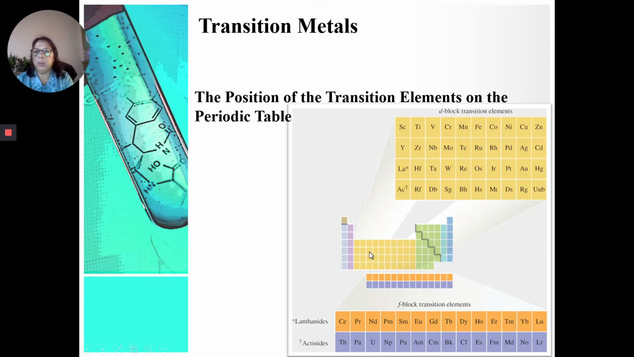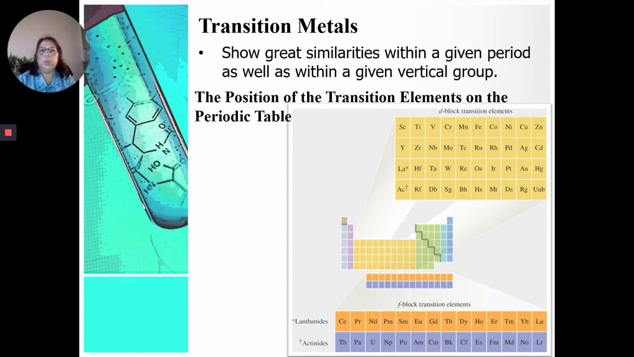So if we're going to look at the periodic table, you have here what we call the transition line. And the elements found here are your transition metals. So this is your periodic table showing to you where the transition metals are. So based on the periodic table, you have here the different transition elements, which are usually also metals in nature.